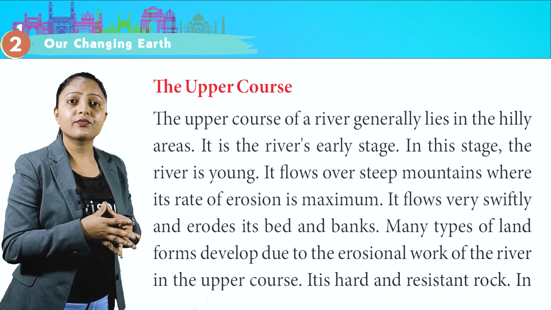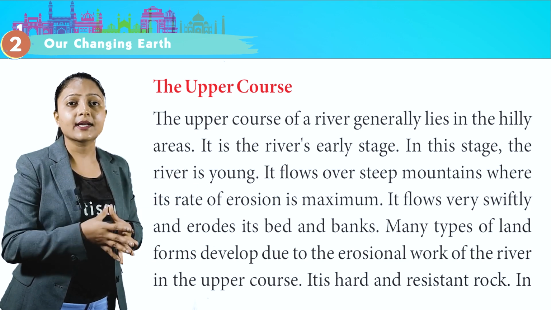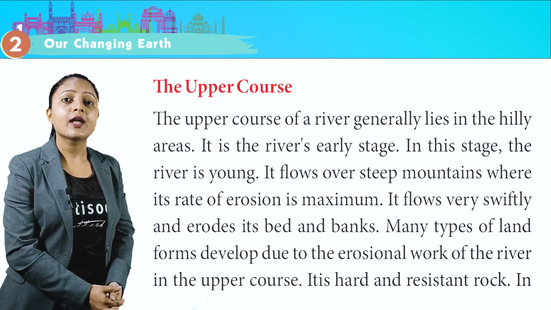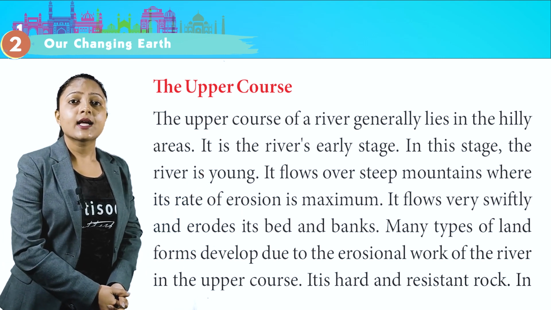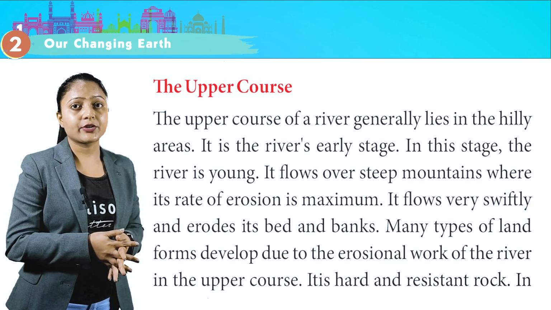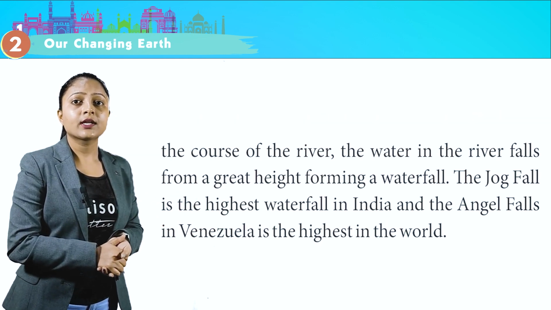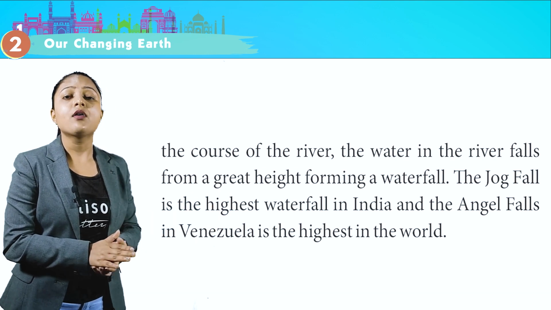It flows very swiftly and erodes its bed and banks. Many types of landforms develop due to the erosional work of the river in the upper course. It is hard and resistant rock. In the course of the river, the water in the river falls from great heights, forming a waterfall.